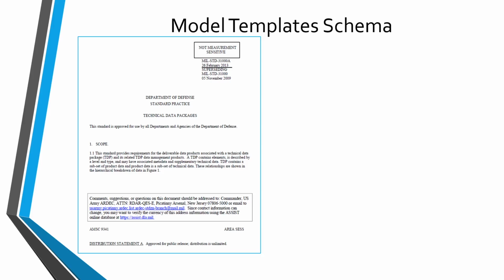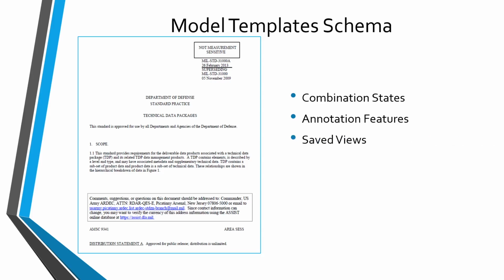The first step is probably setting up your infrastructure. That means that you're going to have to set up your model templates, your part templates, and your assembly templates with combination states. I'll talk more about what combination states are later on. Some other things: you might want to put some default annotation features already in the footer of your model tree. You might also want to set up some additional saved views that'll be used by the different combination states.